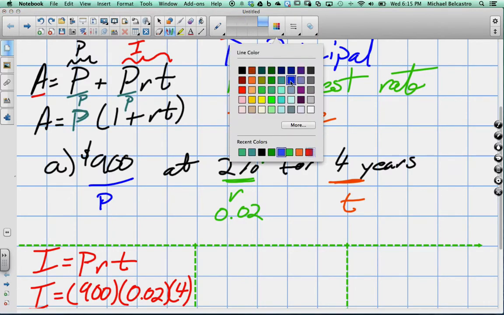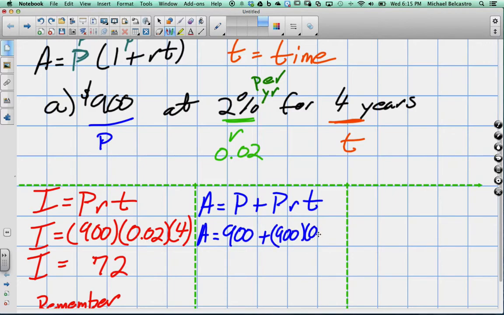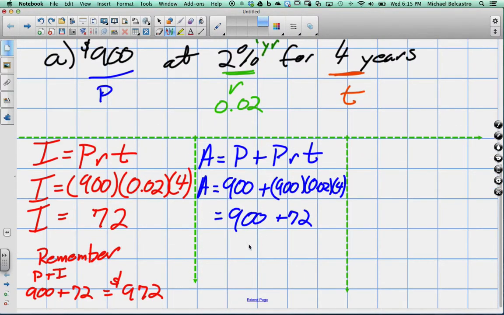We'll use this formula next. I'll do that one in blue. The total amount is equal to P plus PRT. And you'll see how very similar this is to this one here. Our principal was originally $900. And for PRT, that's 900 times 0.02 times 4. We already know, because this really represents I, that that's going to be 72. So it's 900 plus 72. Our answer is 972. So you'll notice we got to the exact same answer, but in this formula, it reminded us with one of the letters to keep 900 in it.